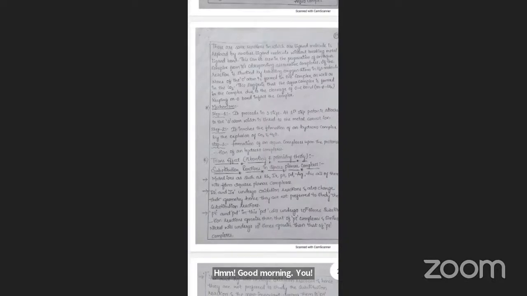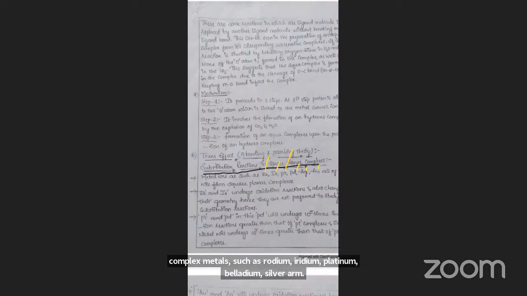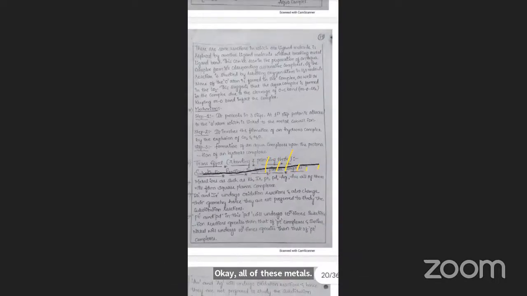Okay, so the substitution reaction in square planar complex. Which metals form square planar complexes? Metals such as rhodium, iridium, platinum, palladium, silver, aurum. Okay, all of these metals. What do this type of metals form? Square planar complex.